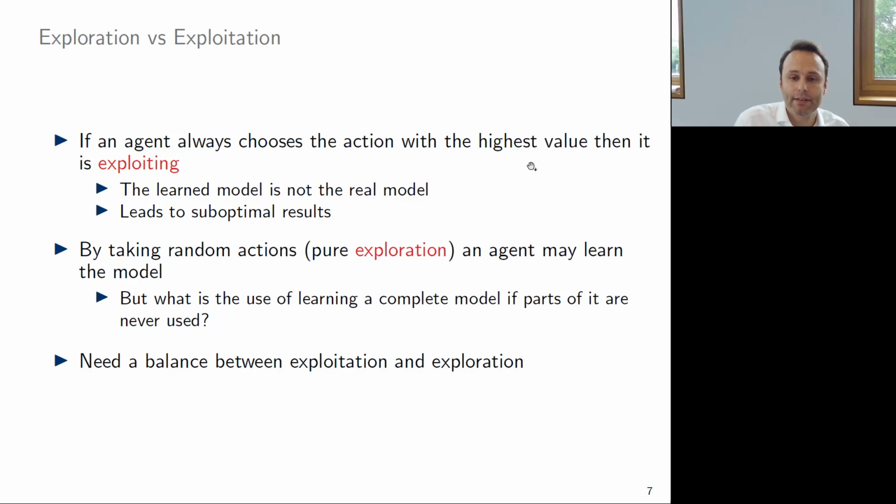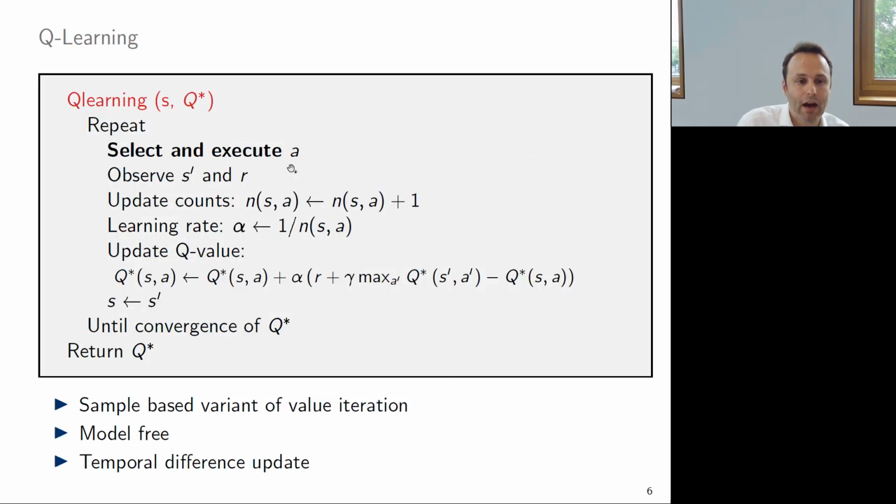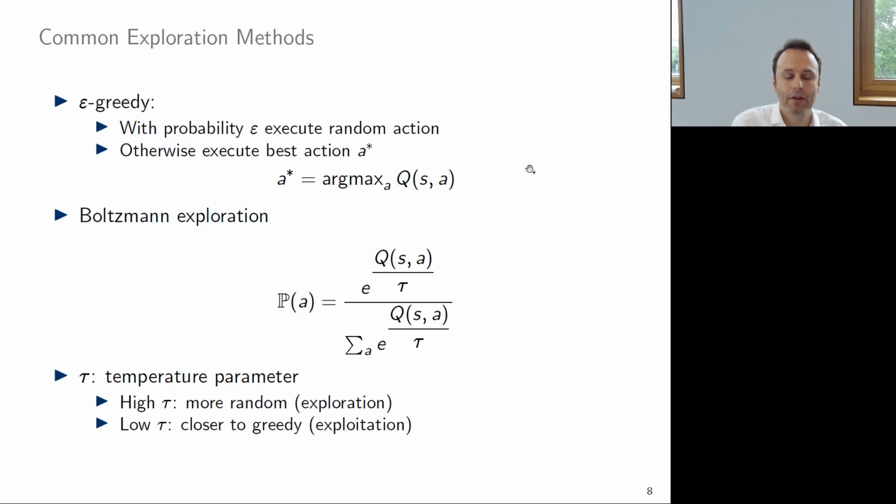And how can we balance this? That's basically answering how we select and execute this A, and how we choose the learning rate. And there are a couple of ways. One that we already know, that's epsilon greedy. And here with the probability of epsilon, we choose a random action, and otherwise we execute the best action that we have. So then we are greedy.